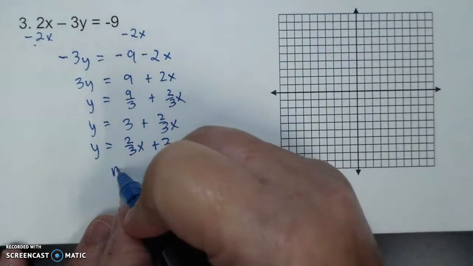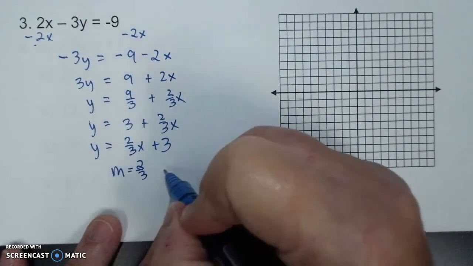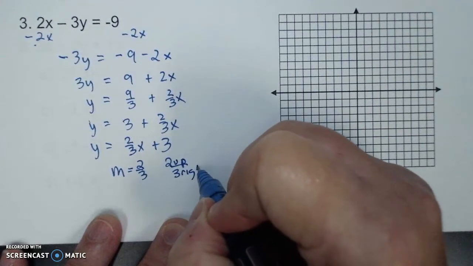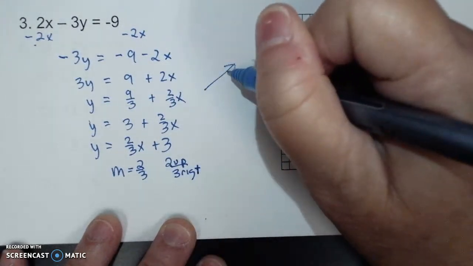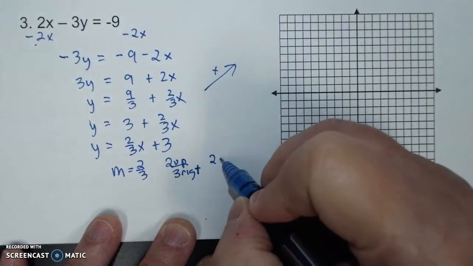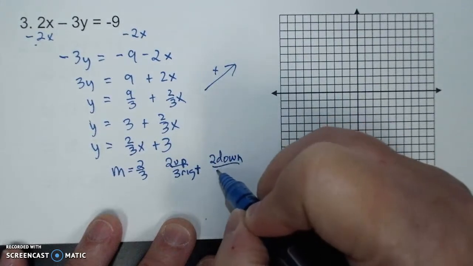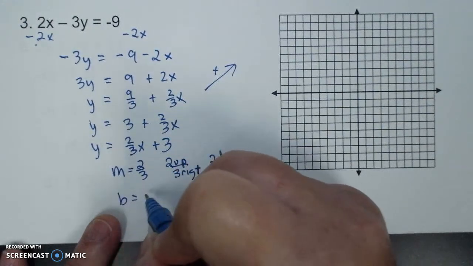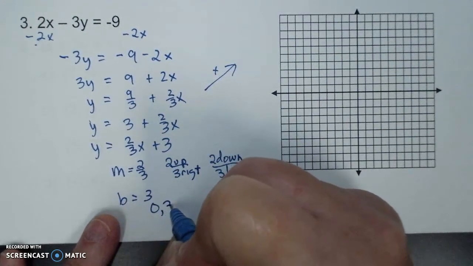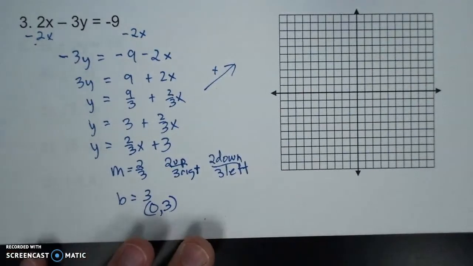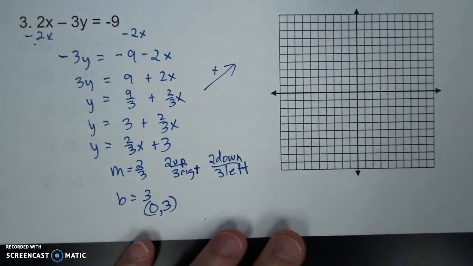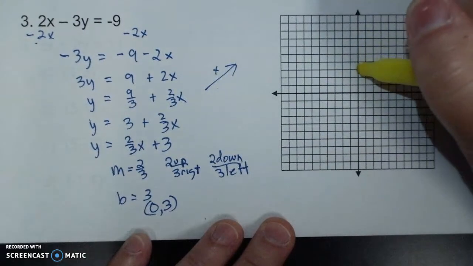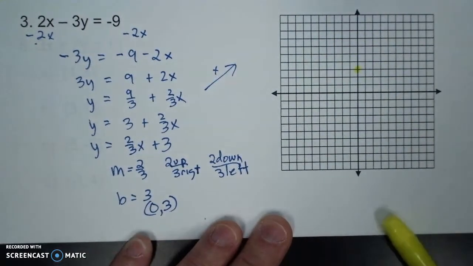And then I have m equals 2/3, which is 2 up, 3 right. It's a positive slope, or 2 down, 3 left. My b is 3, and when I graph it, it's going to be at the point 0, 3. I go to 0, 3 for my y-intercept.